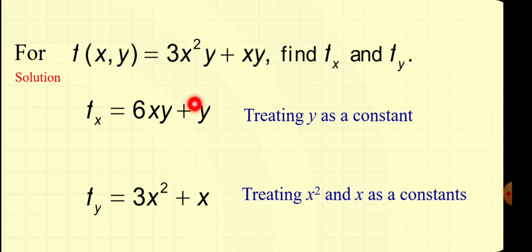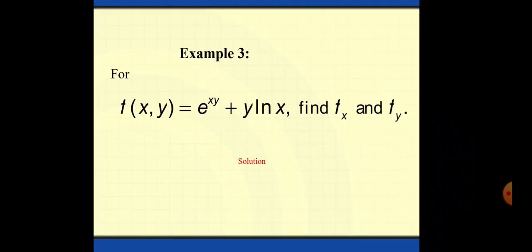Partial f partial y, you have to consider that y is the main variable and x is a constant, so derivative of y here is 1, so you have to write 3x squared, because we consider x as a number here, as a constant, so you have to treat it as a number like this 3. Plus xy, derivative of y here is 1, so you have to copy x, and this is your final answer of fy.